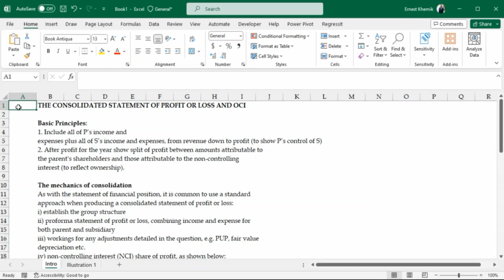In this video, we are going to consider the Consolidated Statements of Profit or Loss and other comprehensive income. In my previous videos on consolidation, we looked at the Consolidated Statement of Financial Position, where we considered how to prepare that consolidated financial statement and any adjustments that are needed to make your consolidation work. So in this particular series, the part 2 of our consolidation series, we are looking at the Consolidated Statement of Profit or Loss and other comprehensive income.